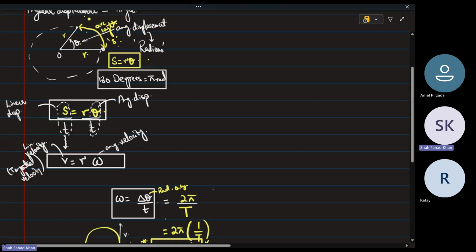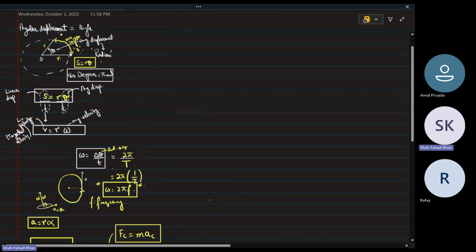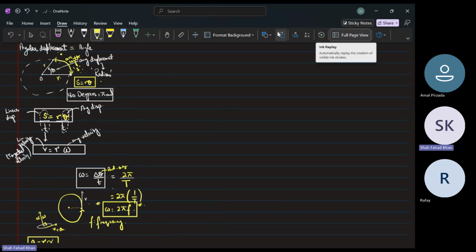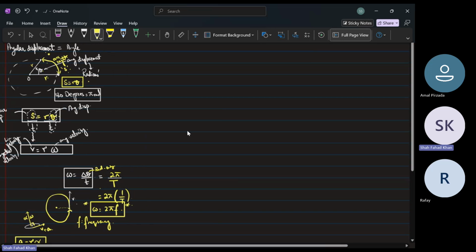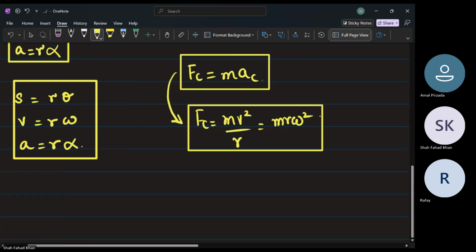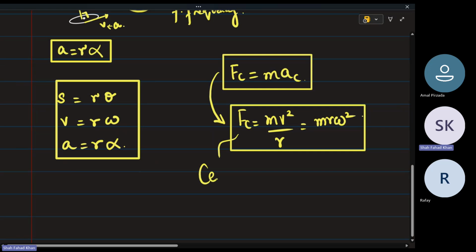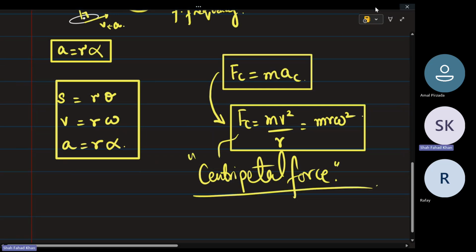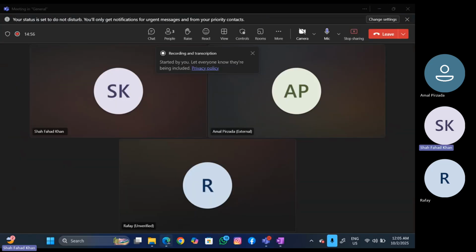That's pretty much circular motion in the syllabus. Understood, guys? And what's the cause of circular motion? The cause of circular motion is always Fc, the centripetal force. There's a lot of stuff which is not mentioned in the syllabus, so you don't need to do that.